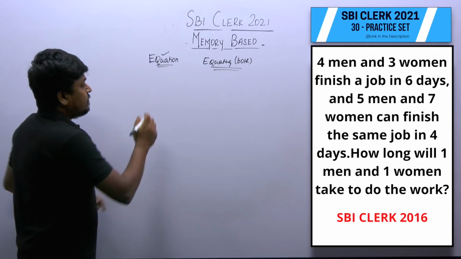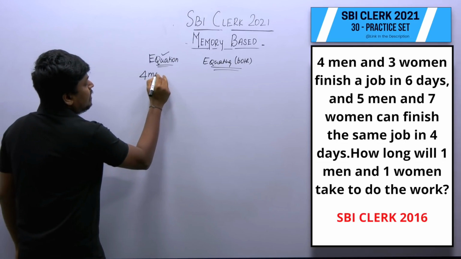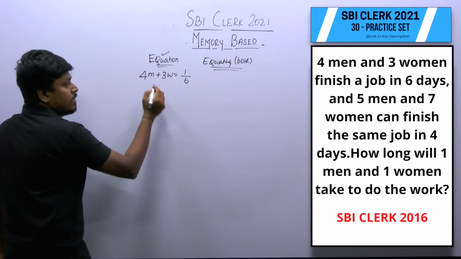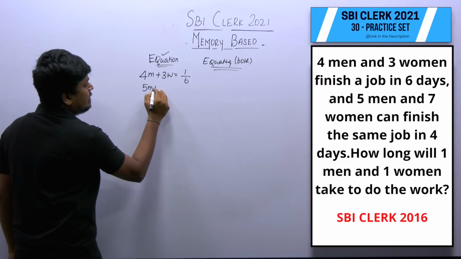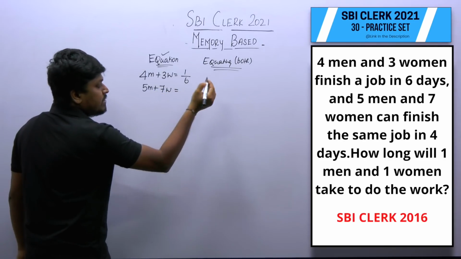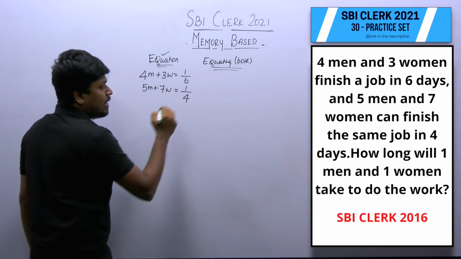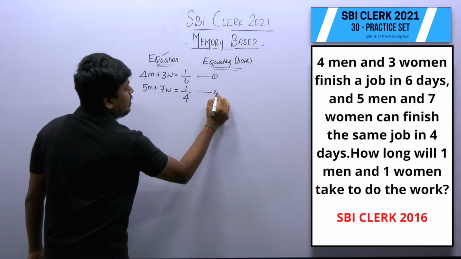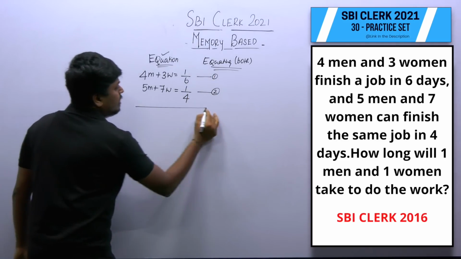So what they are saying is 4 men and 3 women can complete a piece of work in how many days? 6 days, so 1 by 6. Similarly, 5 men and 7 women can complete a piece of work in how many days? 4 days. So 1 day work will be 1 by 4. So assuming this as equation 1 and equation 2, now we will be solving it, right?